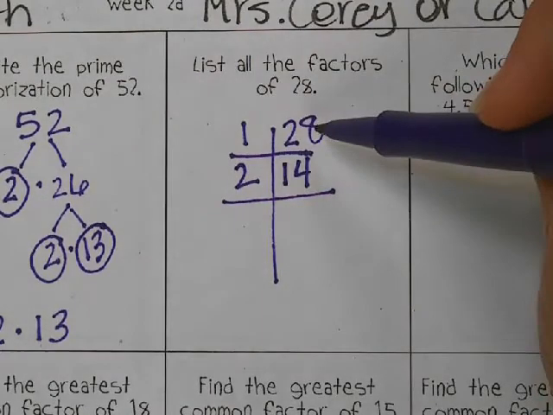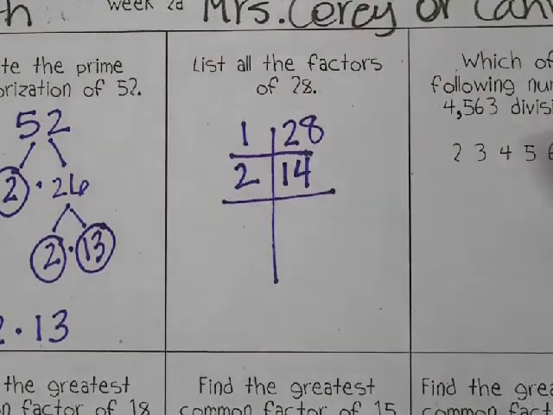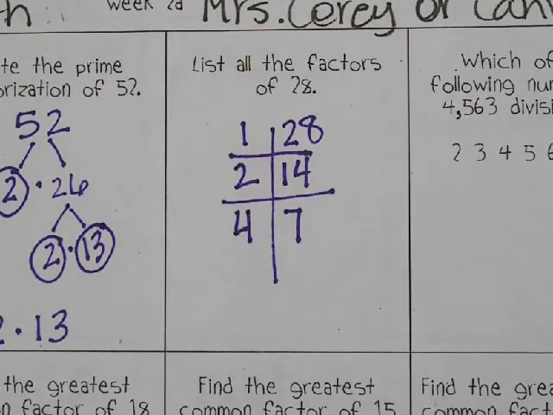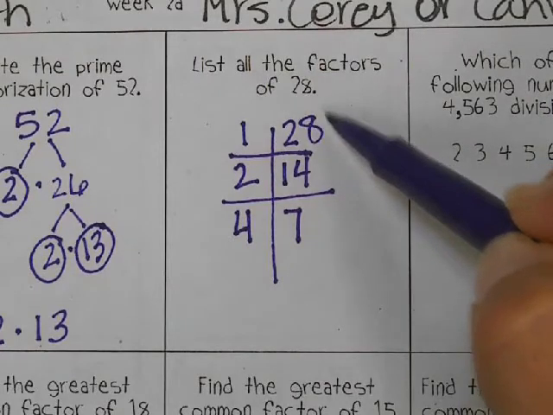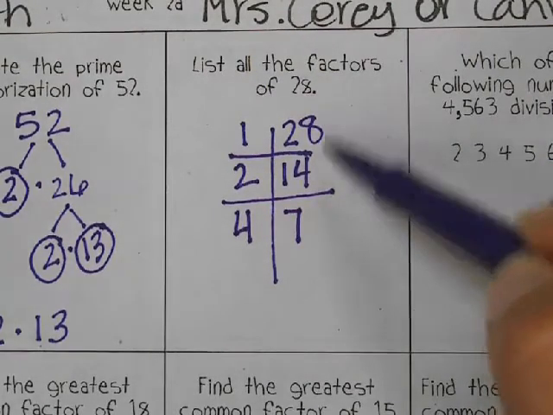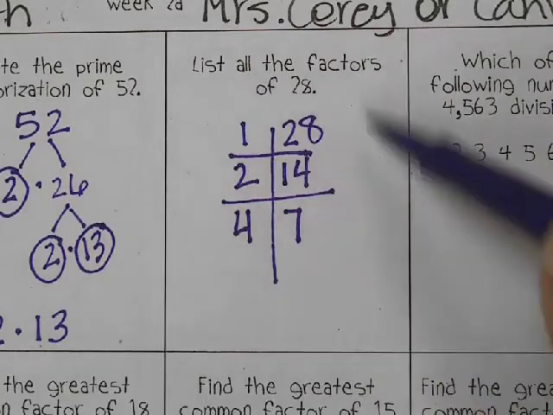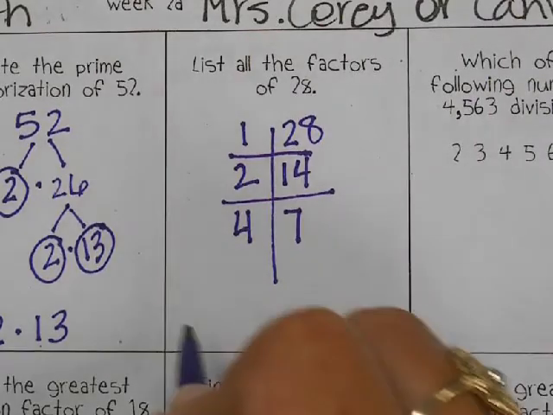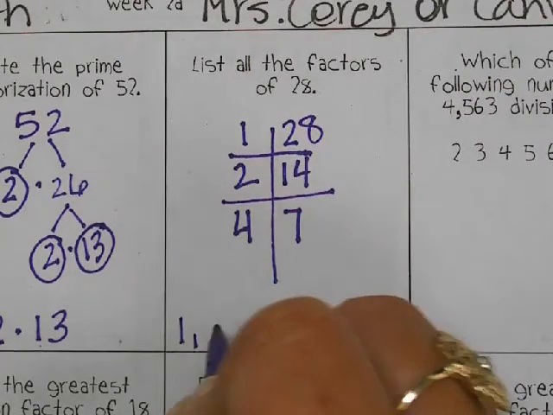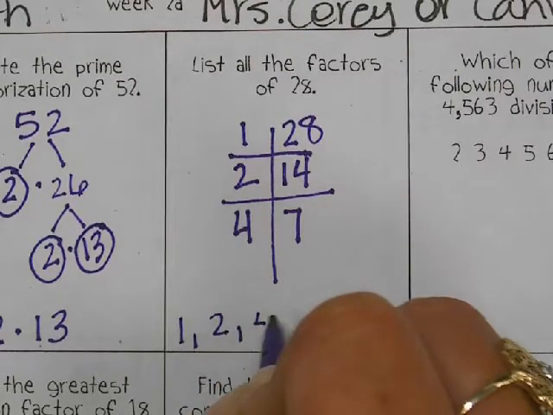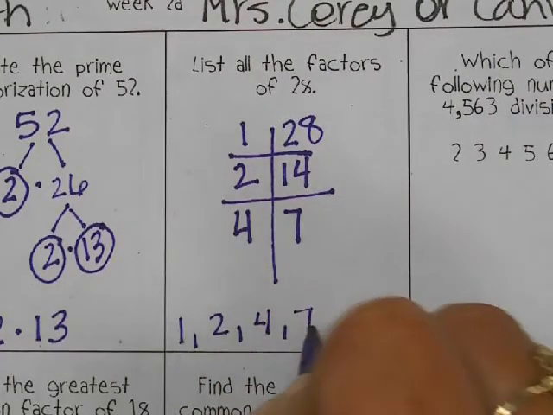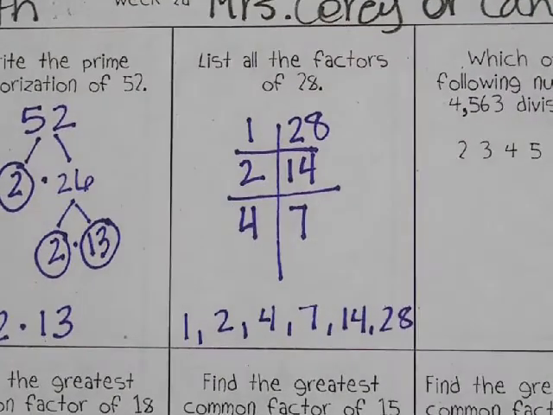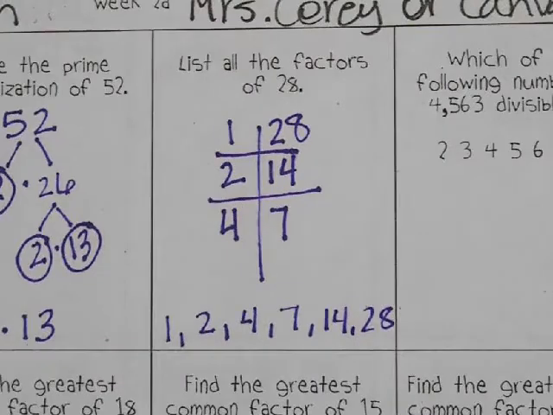If I look at 28, I know it cannot be divided by 3. It can be divided by 4. 4 times 7 is 28. It will not be divisible by 5 because it doesn't end in a 0 or a 5. It's not divisible by 6. So I've found all of my factors of 28. 1, 2, 4, 7, 14, 28. And when we list them, we want to list them in order. So I'm going to put 1, 2, 4, 7, 14, and 28. We always want to list them in least to greatest as we list the factors.